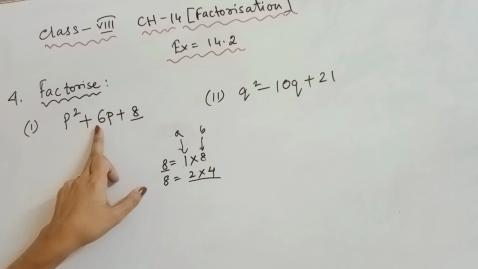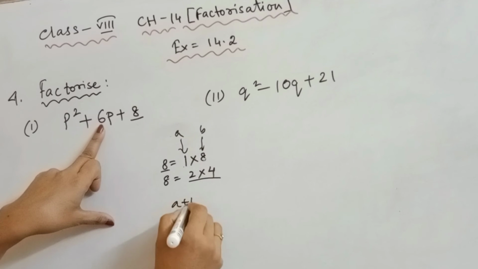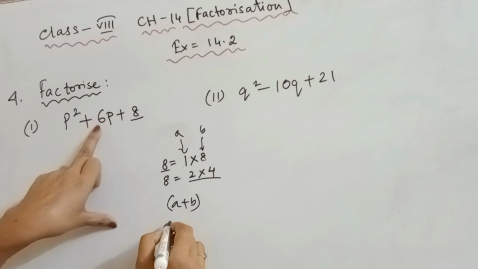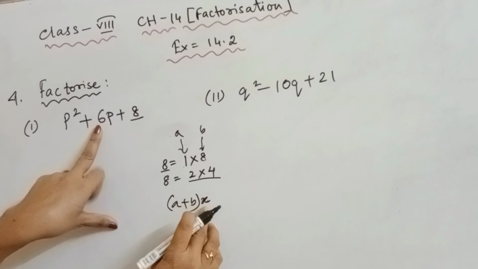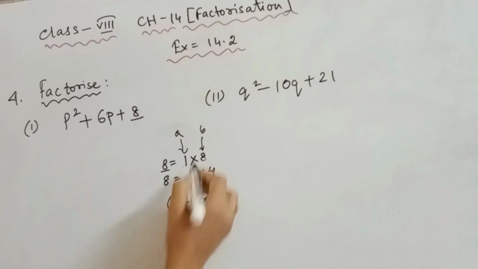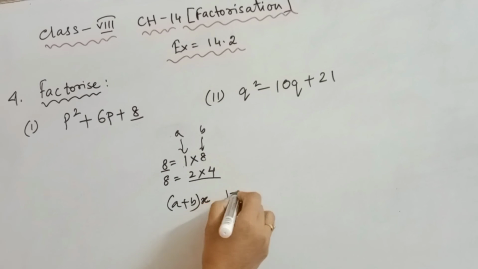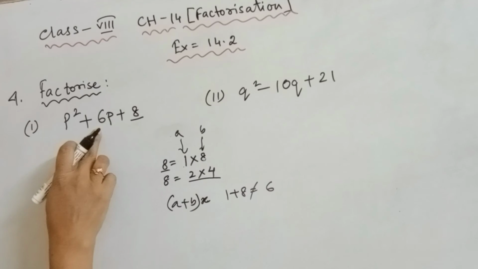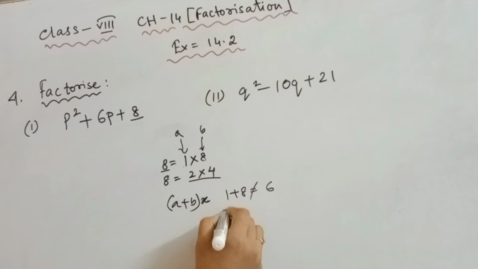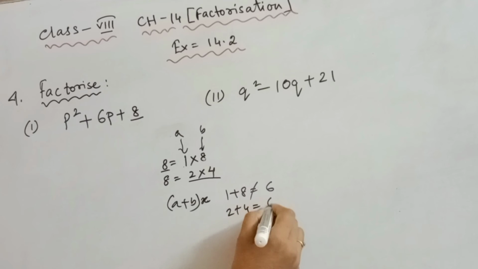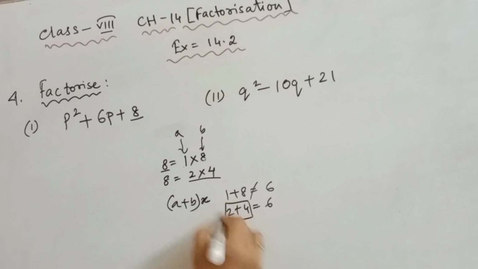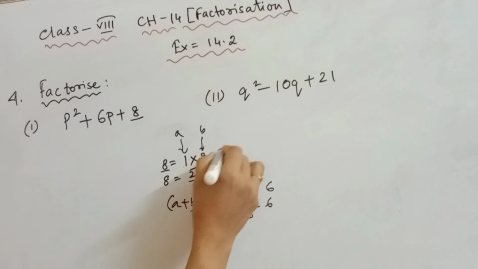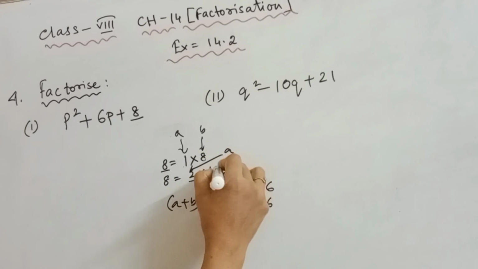But the sum, that means A plus B, we also have to verify. A plus B is the product of the variable and the number, that is this one. Here the variable is P and A plus B is 6. If I add 1 plus 8, it will not become 6. We need 6. If I add 2 plus 4, it will become 6. So this is our correct choice for A, and this one will be the correct choice for B.